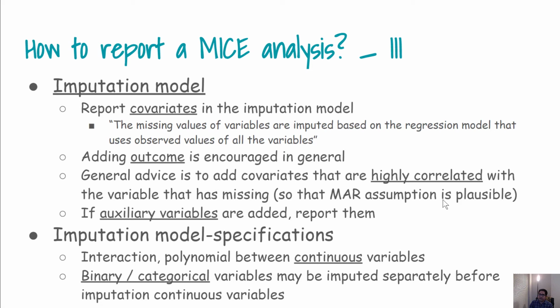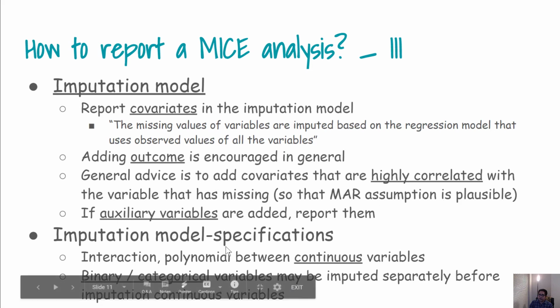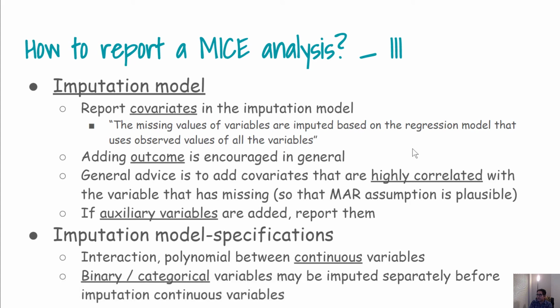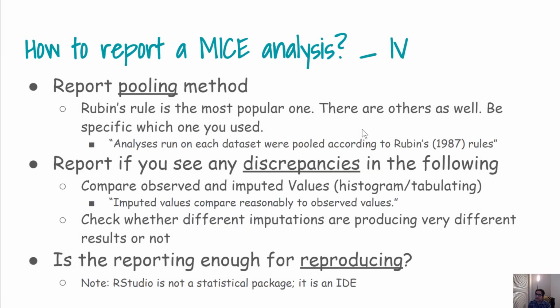And also you have to think about not only the variables but also the model specification, whether you are including interaction or polynomial terms, or whether you are imputing binary categorical variables separately before imputing the continuous variables and things like that. Often that is helpful to have a sequential process.